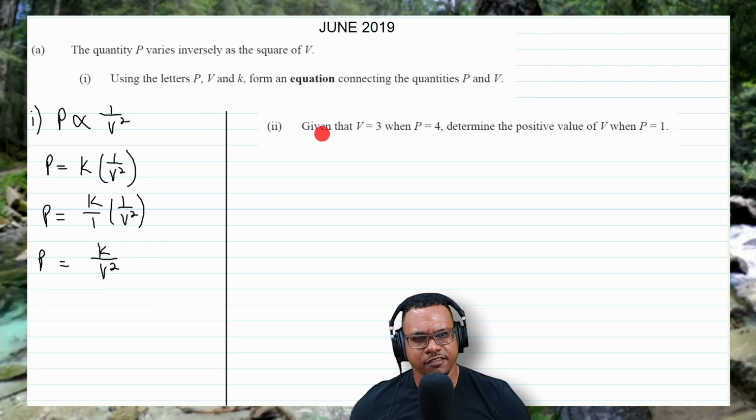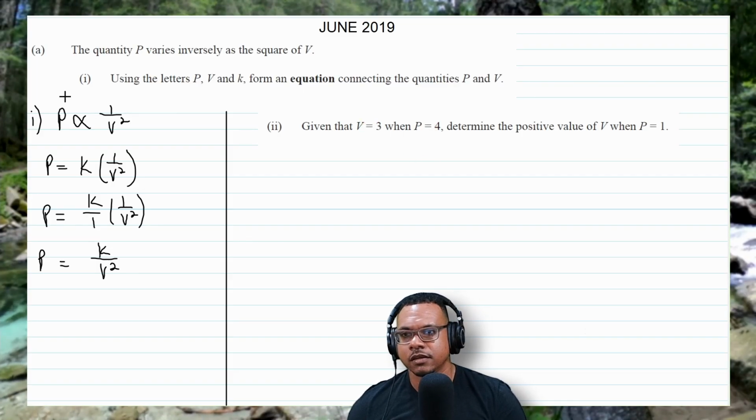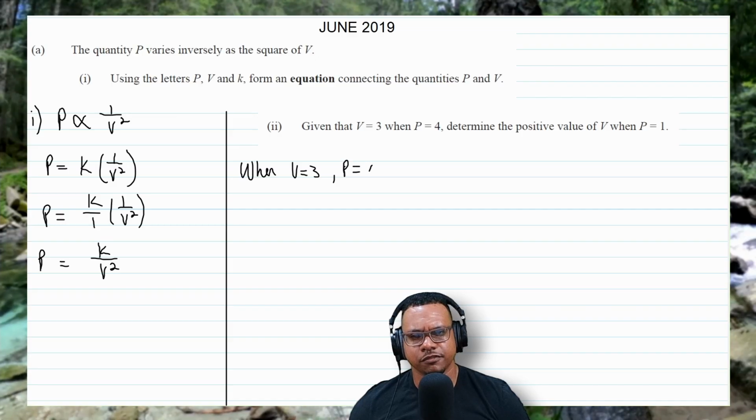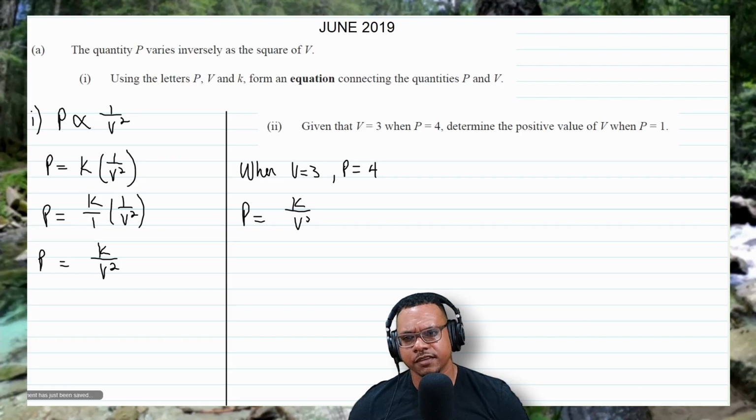So now for part 2, we have given that v is equal to 3 when p is equal to 4. We want to determine the positive value of v when p is equal to 1. Now the first thing we'll do is use this, v is equal to 3 when p is equal to 4, to find our constant of proportionality, k. So I'll write when v is equal to 3, p is equal to 4, I write p is equal to k over v squared. So now I replace the p with 4 because p is equal to 4, and this v here with 3 because v is equal to 3.